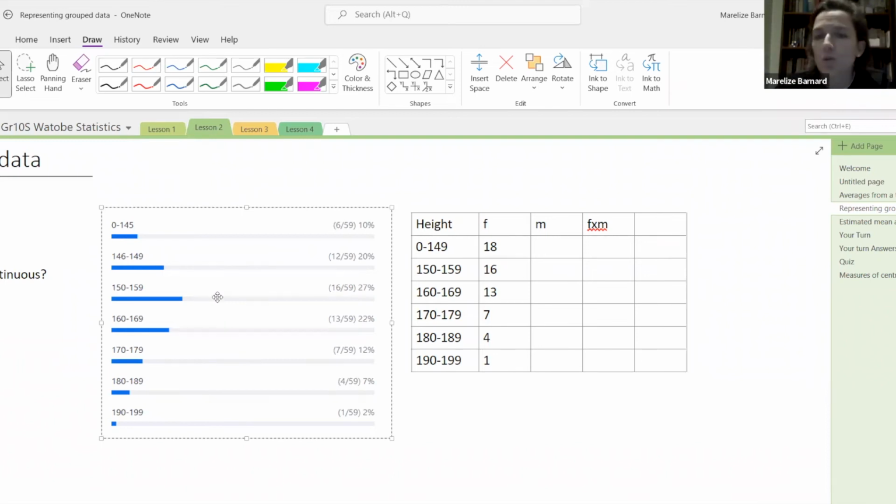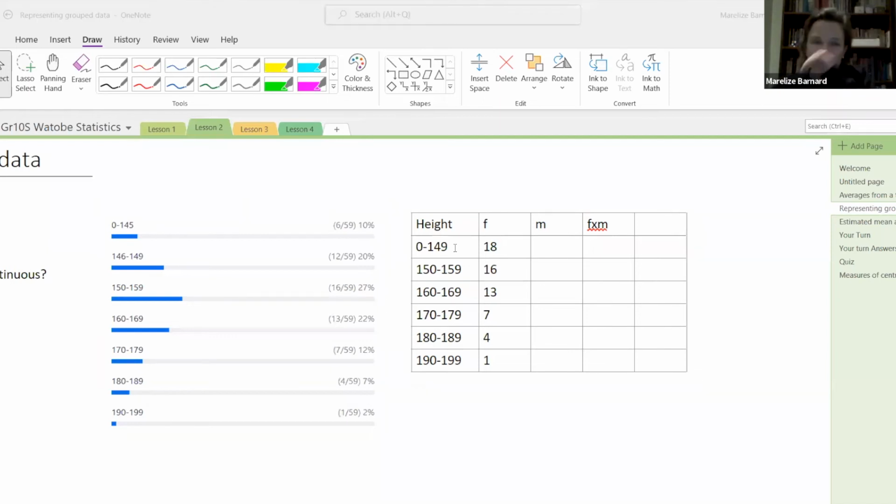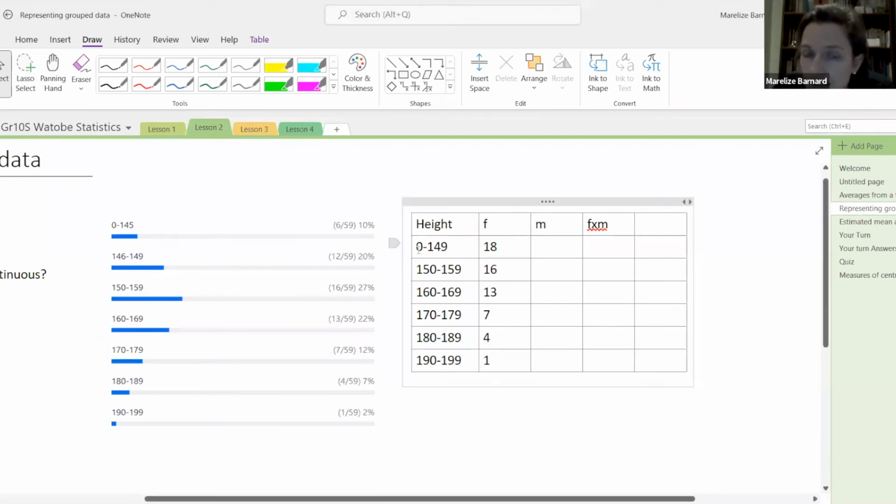And we also don't know who voted for which category, but we do know, and I just simplified it a little bit to put it into this table. We do know that there are 18 people in the class who are between 0 and 49 centimeters tall, 16 people are between 150 and 159, 13 are between 160 and 169, and so on. So now we are going to calculate the mean for that.